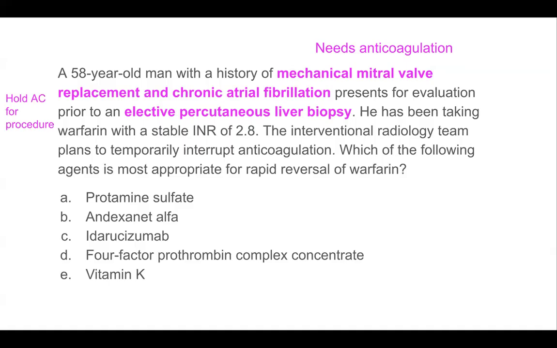And then similarly for chronic AFib, you need to be on anticoagulation because if you think about the atria of your heart just kind of quivering in the atrial fibrillation, that stasis of the blood can allow a clot to form, and then that clot can get pumped out of the heart somewhere bad, like the brain. So this patient is definitely on some sort of anticoagulation. We'll find out what. And he is going to have a liver biopsy.